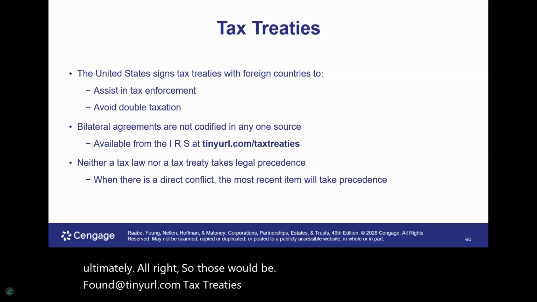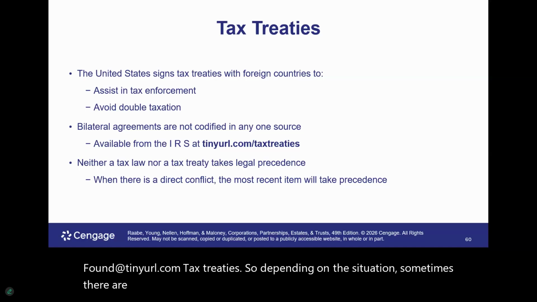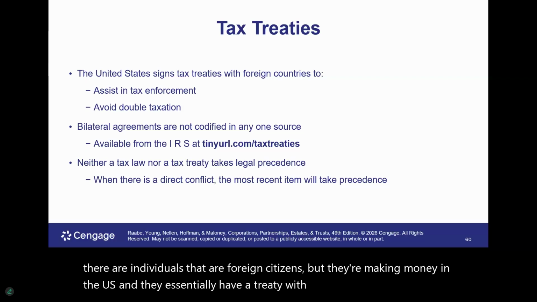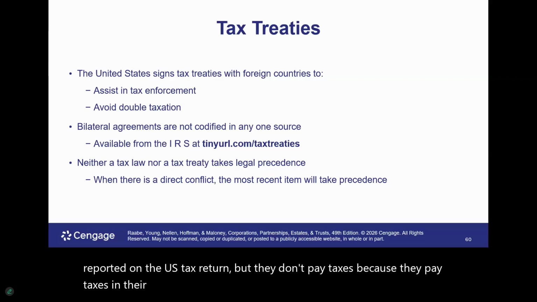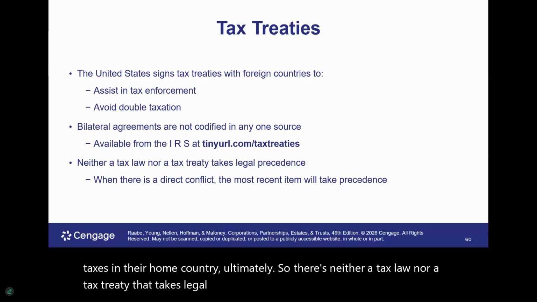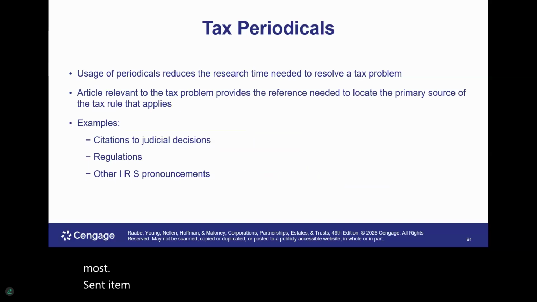So, depending on the situation, sometimes there are individuals that are foreign citizens, but they're making money in the US and they have a treaty with the US. So therefore, they report on the US tax return, but they don't pay taxes because they pay taxes in their home country ultimately. So there's neither a tax law nor a tax treaty that takes legal precedence. When there's a direct conflict, the most recent item is going to take precedence.